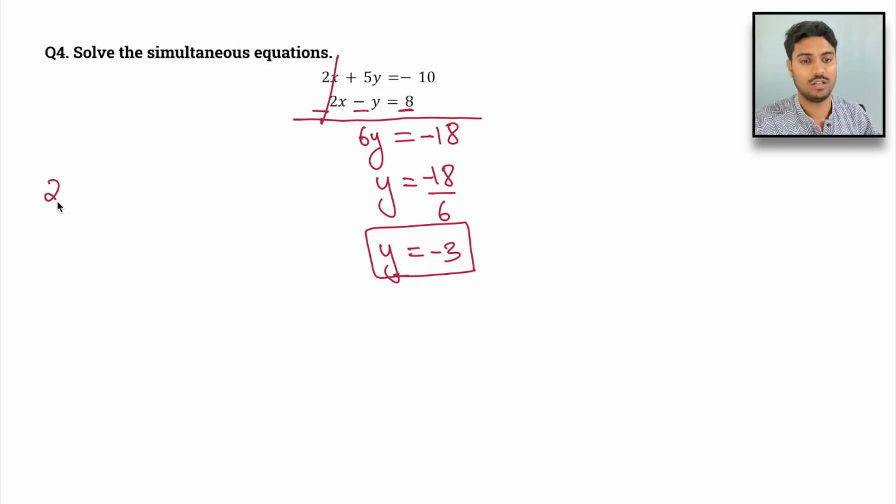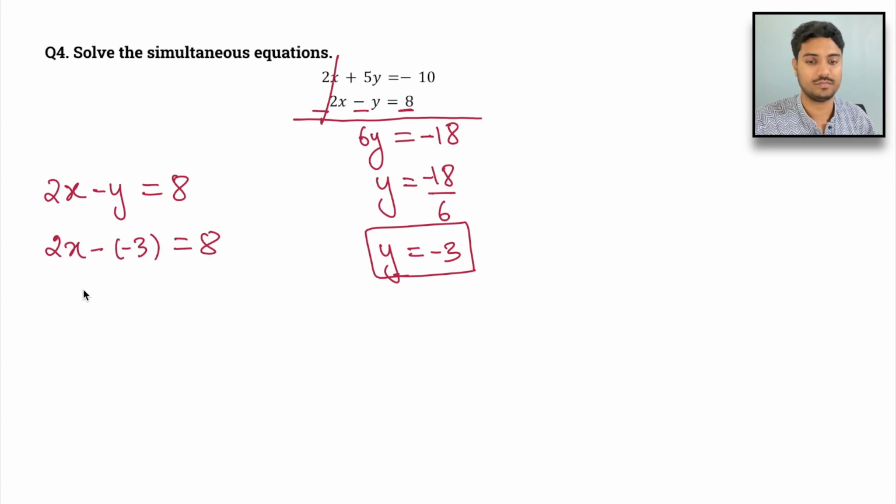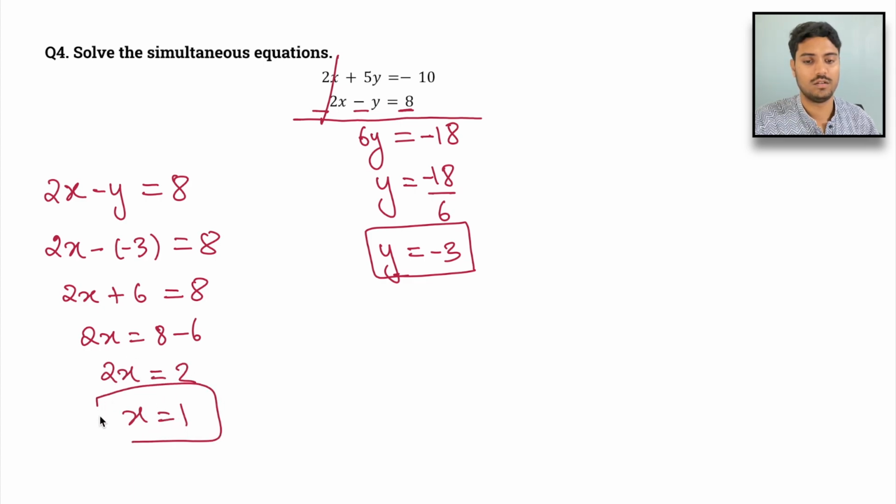So I'll substitute it in the first equation, that is 2x minus y equals 8. Value of y is negative 3. So 2x minus minus 3 equals 8. 2x plus 3 equals 8. So 2x equals 8 minus 3, that is 5. So 2x equals 5 and x equals 5 by 2. That's how the value of x is 1 and y is negative 3.